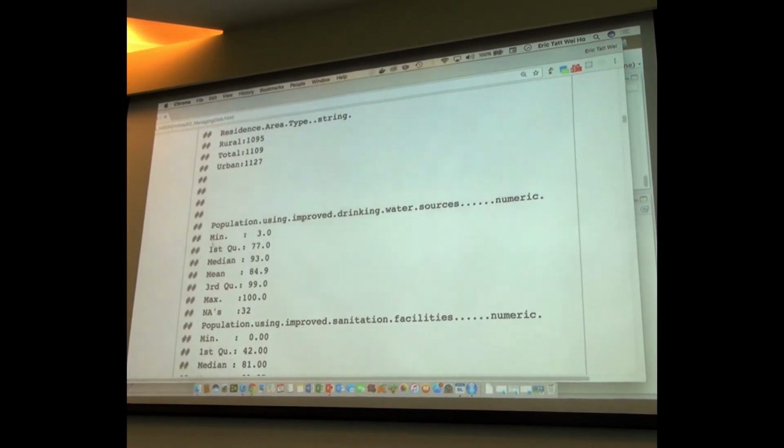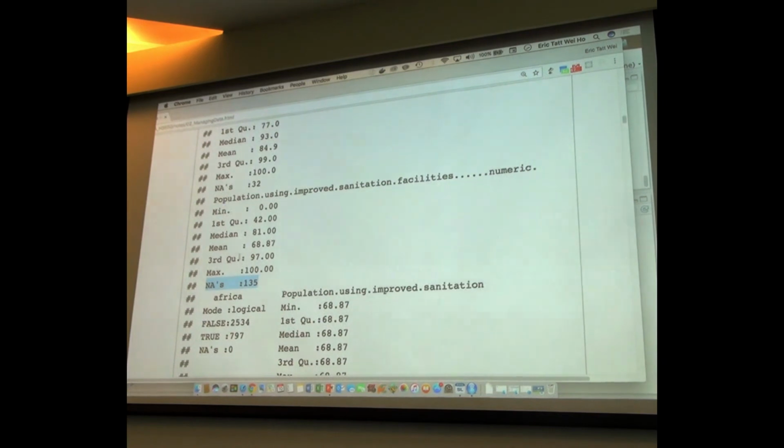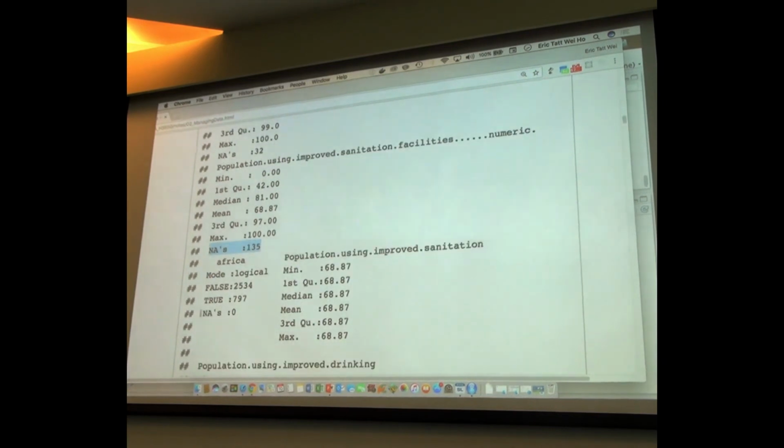Okay, here's an example, look at this. Population using improved drinking water sources has 32 missing values. Here's an example where the summary function returns the frequency of how many, and you see they're not very consistent. So some of these regions probably had missing values in both of these features, but some did not. This one has 0 missing.